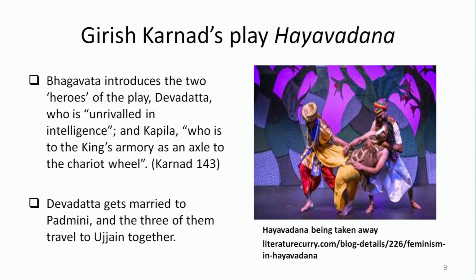Here a situation occurs where we see Devdutt and Kapila both fell in love with Padmini, and Devdutt gets married to Padmini, and the three of them, Devdutt, Kapila and Padmini, remained friends. And in one of the incidents, there is a plan to travel together to Ujjain, and they started traveling.